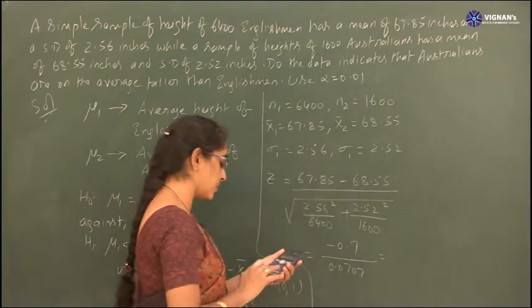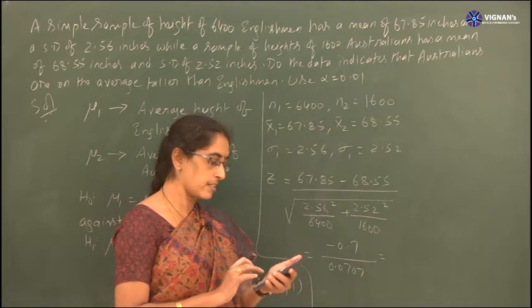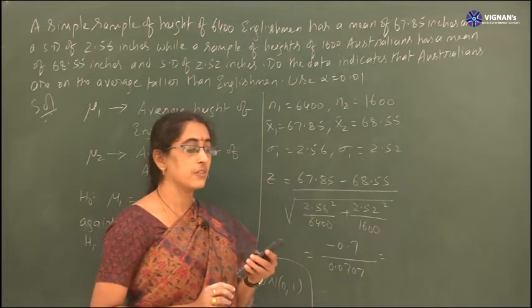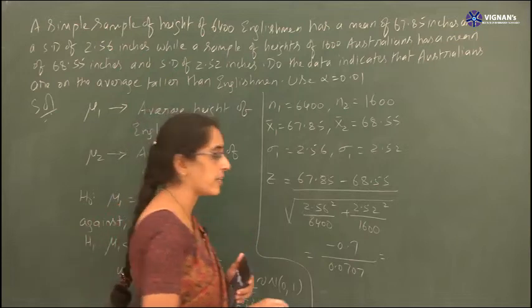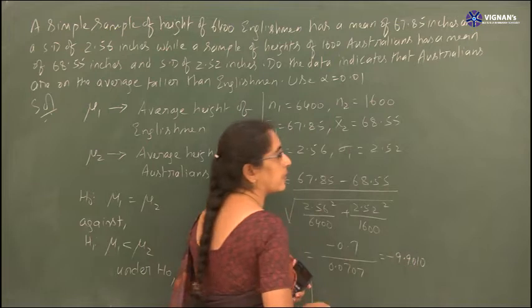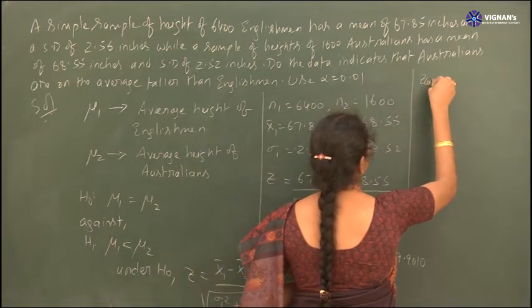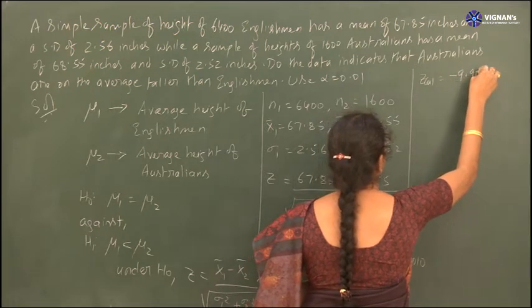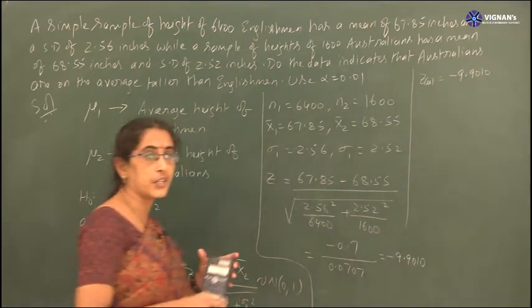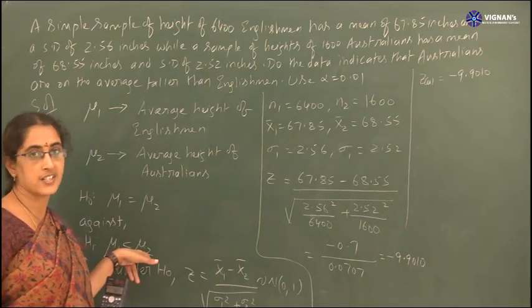Now this is equal to 0.7 divided by 0.0707, which is 9.9010. That means minus 9.9010. Now our Z cal is here negative. But our alternative hypothesis is here left-tailed. So we can't consider the modulus of that.